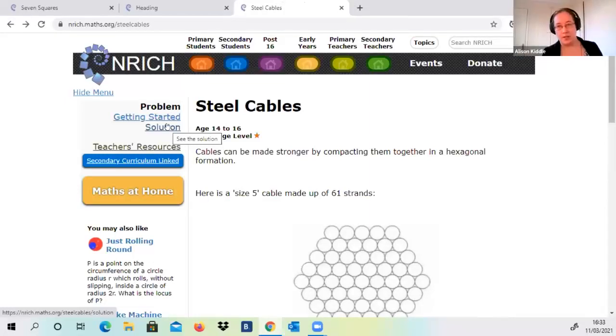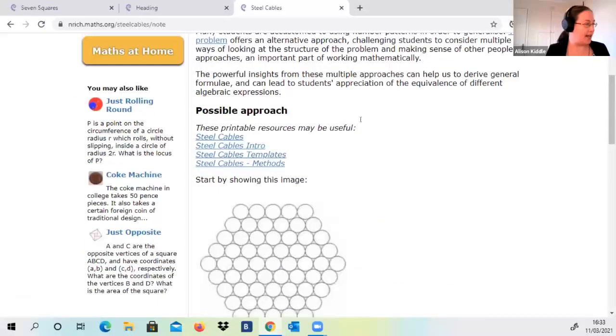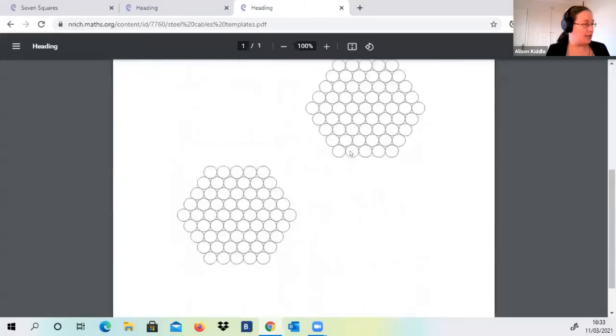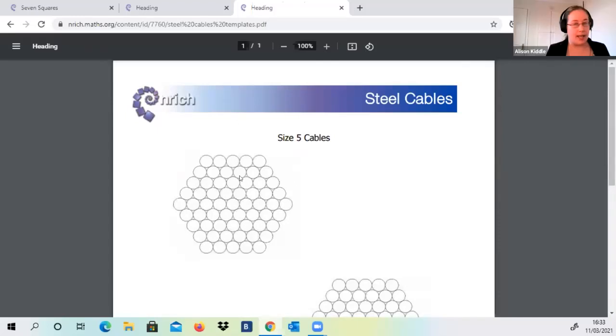Okay, so this is one that was published some time ago then, so it means that there's already some solutions there. I'm not going to click on that because I don't want to see any solutions just yet, but I am going to click on the teacher's resources, because I know that in the teacher's resources there is a handout here which is called Steel Cables Methods. I will just show you the templates one, because this is really good if you want to get students to draw on the cable to show how they are seeing the pattern.